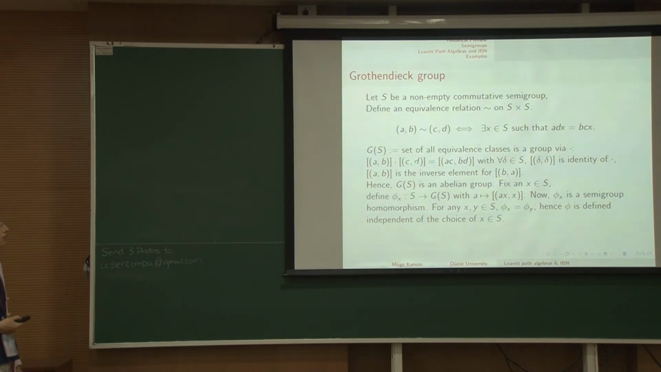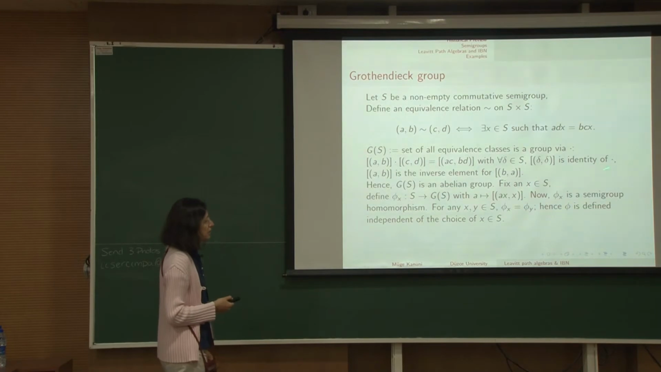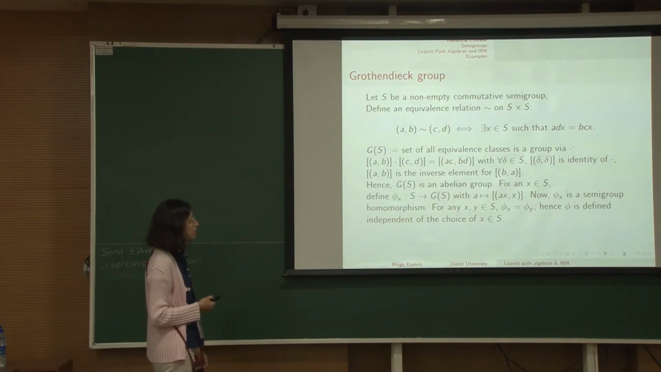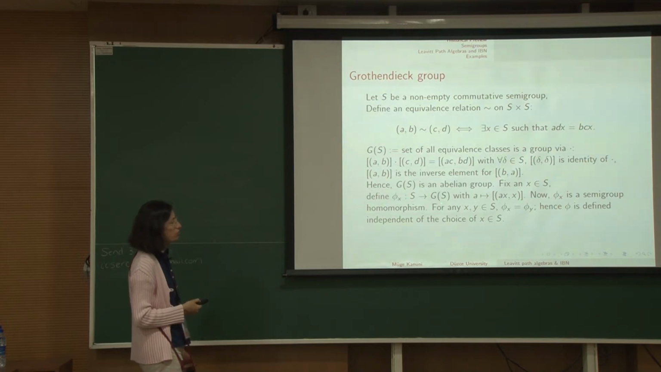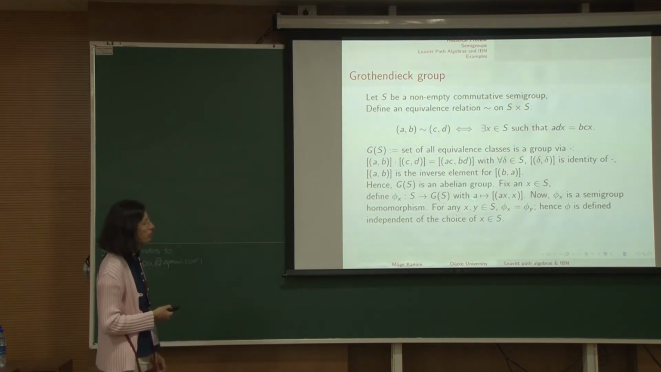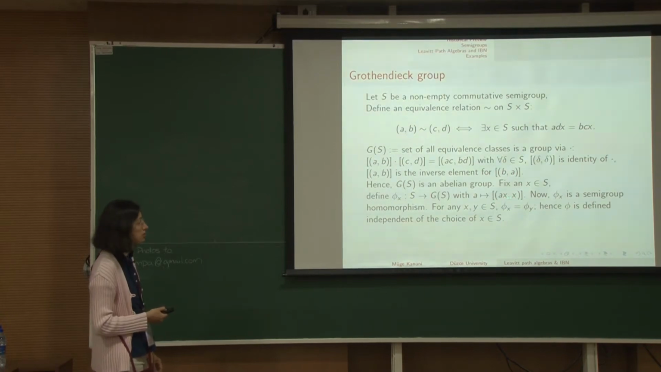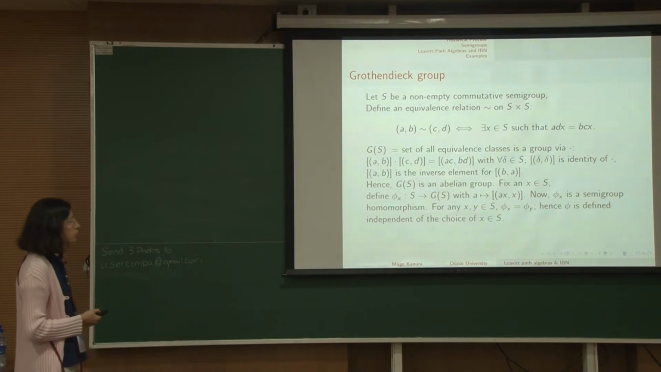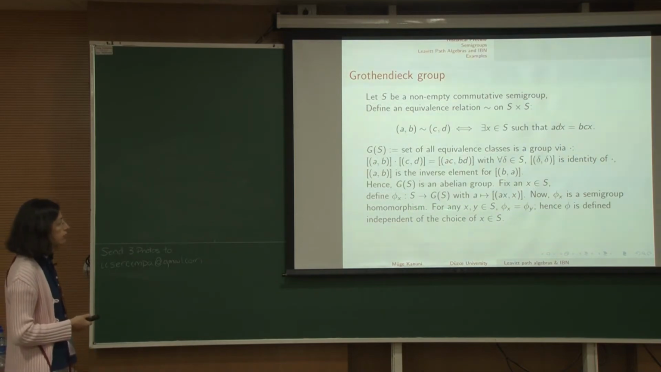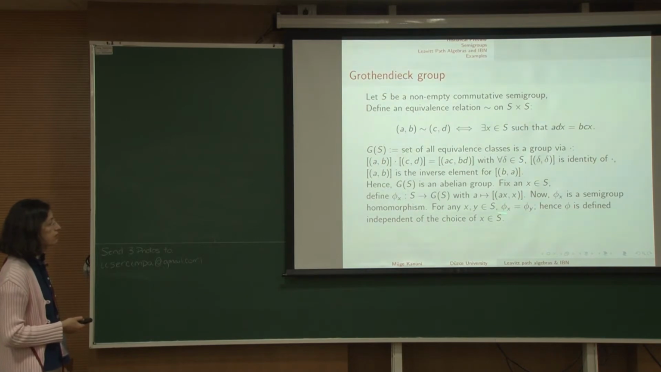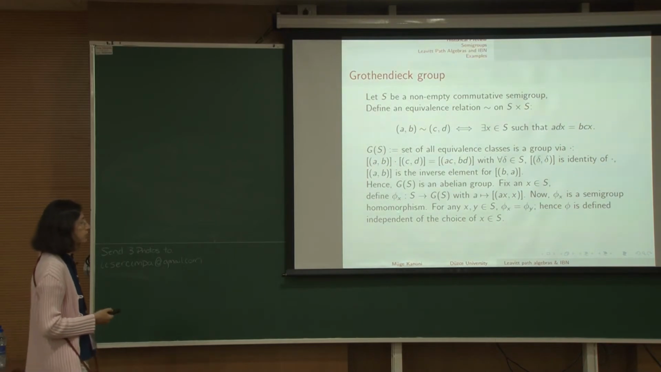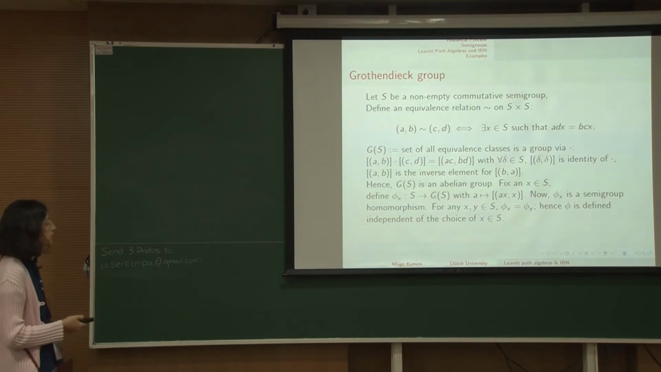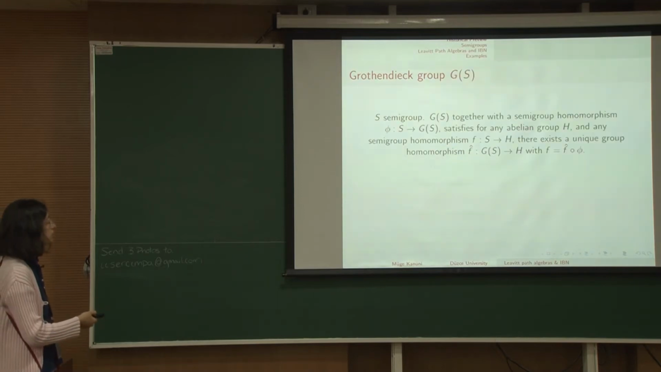G of S, the set, becomes an abelian group that satisfies the following. If you fix an x and define a function phi x from S to G of S in the following manner, you map A to the equivalence class of the tuple AX cross X, then phi x is a semigroup homomorphism. And if you take any x and y, we realize that phi x and phi y are exactly the same. So phi is defined independent of the choice of x, so I can omit that subscript.